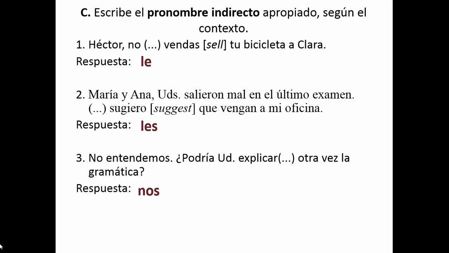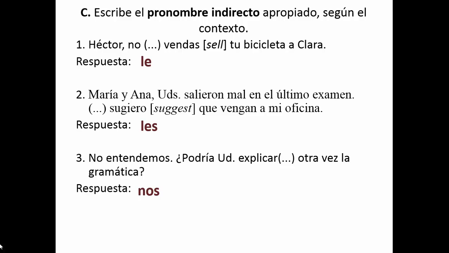So here it says, Héctor, no vendas tu bicicleta a Clara. Héctor, don't sell your bicycle to Clara. So Clara is the indirect object. Sells what? The bicycle. To whom? To Clara. So we need the indirect object pronoun le to go with it.